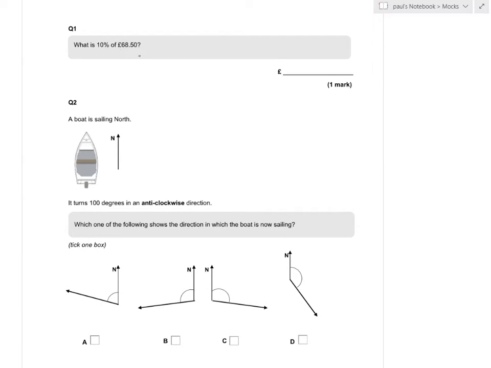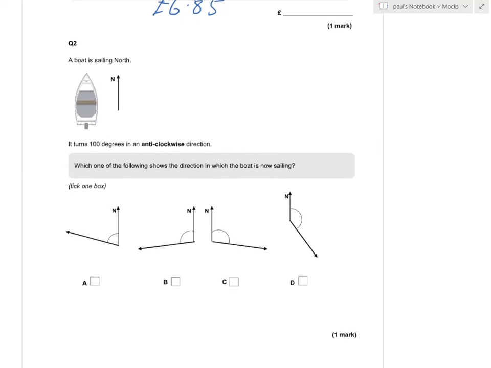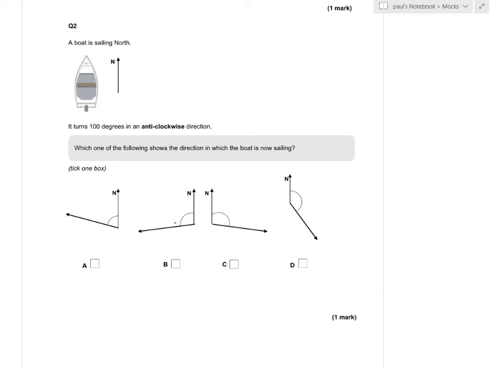What is 10% of that? That is £6.85. Boat is sailing north. It turns 100 degrees anti-clockwise. That's round to the left. So it's just going to be a bit more than 90. So it's going to be that one.